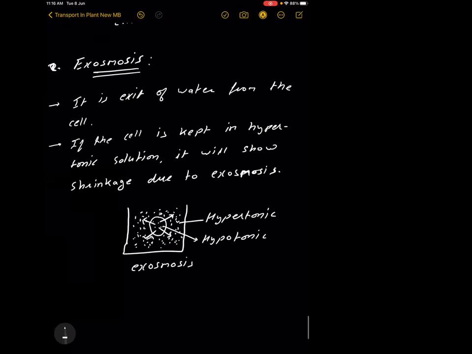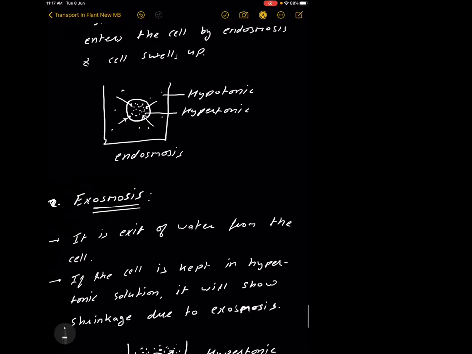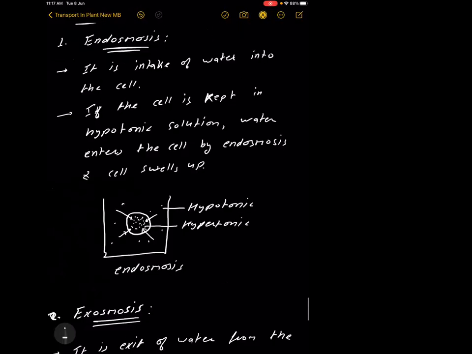Now pressure, osmotic pressure. Sir, can you show endosmosis? Just a minute. This is endosmosis. Endosmosis, exosmosis.